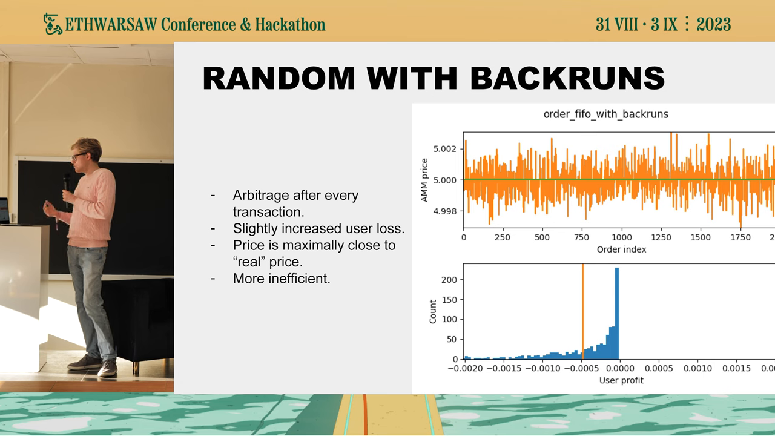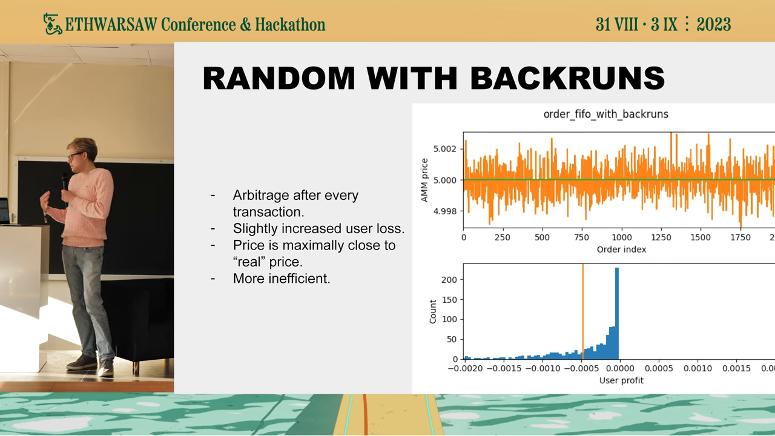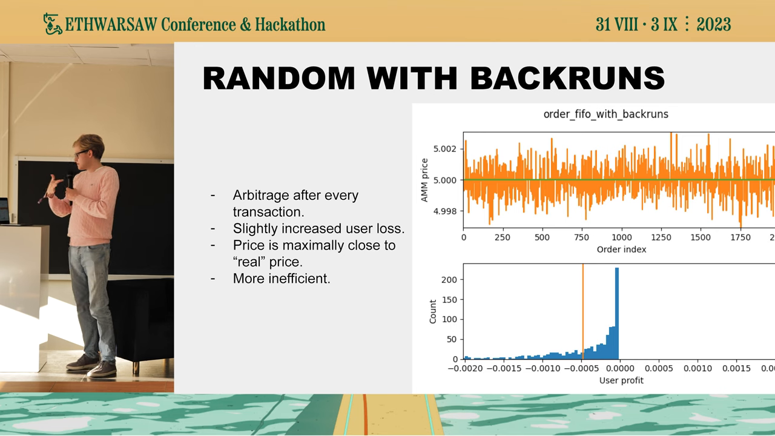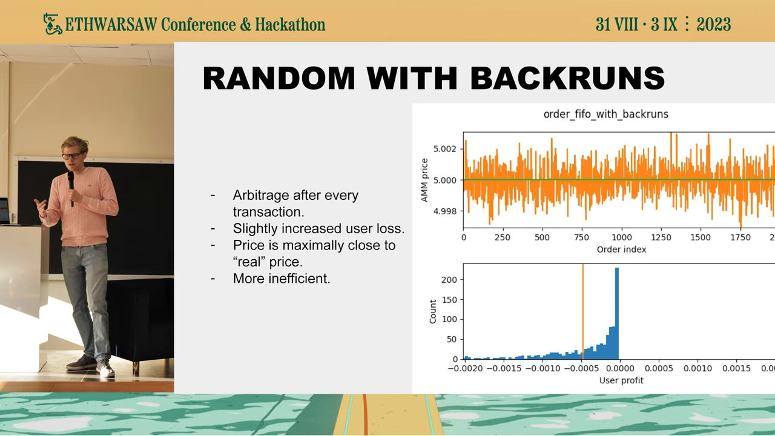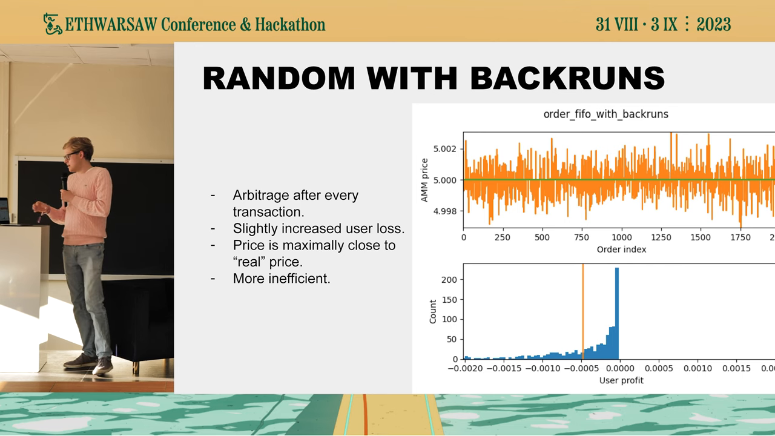Comparing it to random ordering, but then there is an arbitrage after every transaction. Before we had it after the block, here it's after every transaction. This significantly increases the user loss, and the price is slightly closer to the real price. And it's pretty inefficient because we have these back-running transactions after every order, right? So it's kind of inefficient. But yes, there's more user loss.